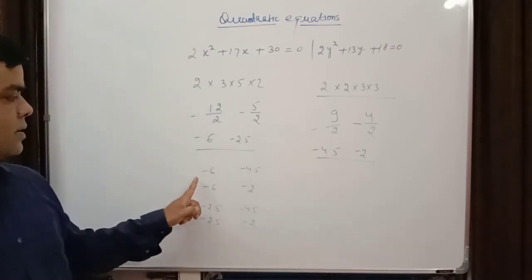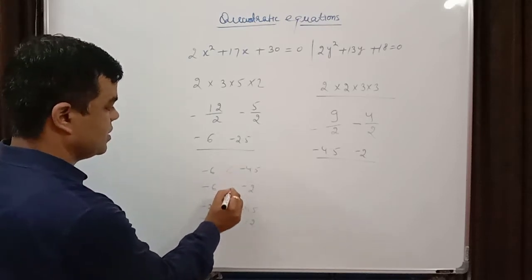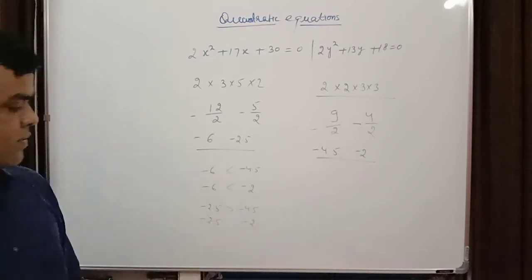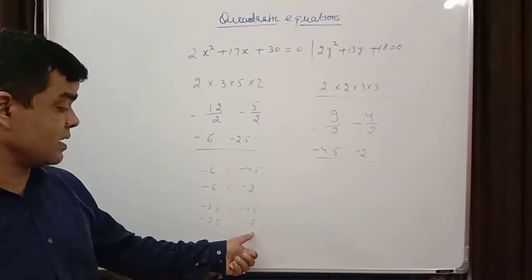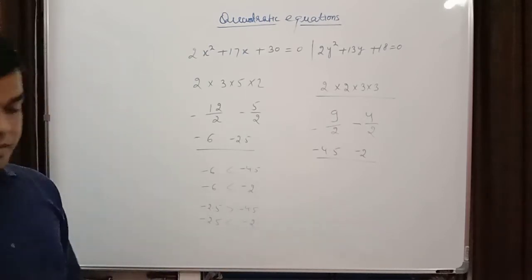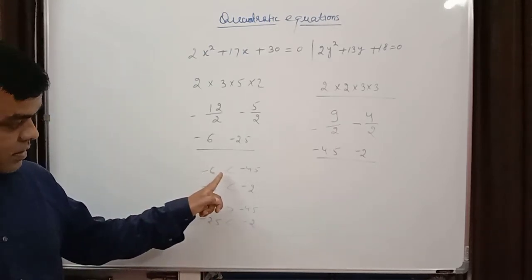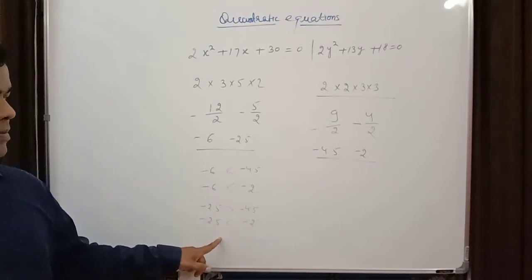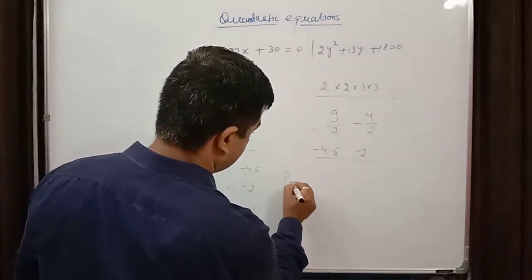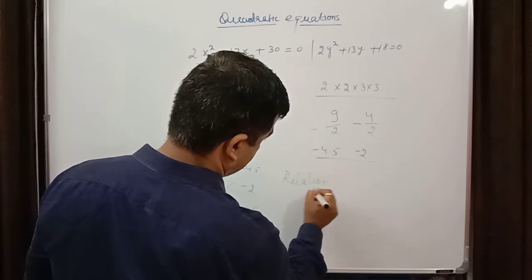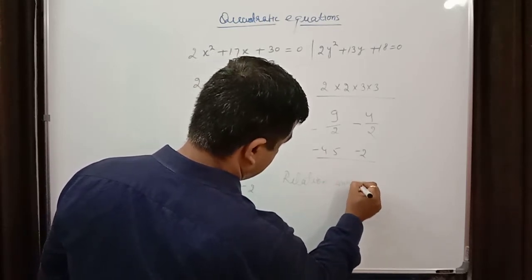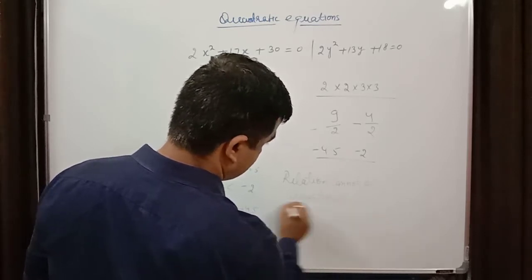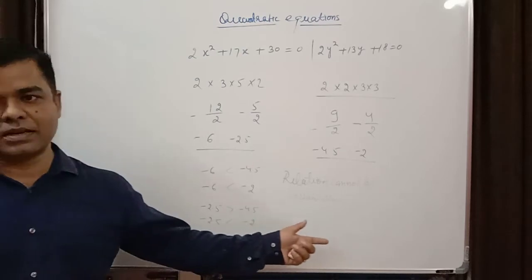See here, it is less than this. It is less than this. Here minus 2.5 is greater than minus 4.5, and less than minus 2. So either here it is less than, or here it is greater than. So relation cannot be established will be the answer. Answer will be relation cannot be established.